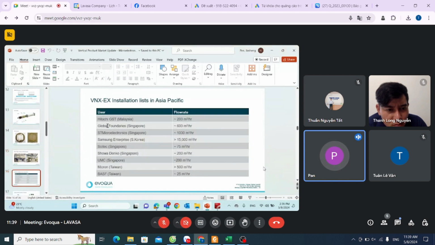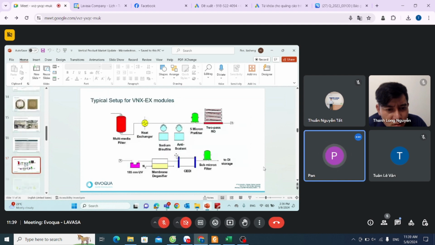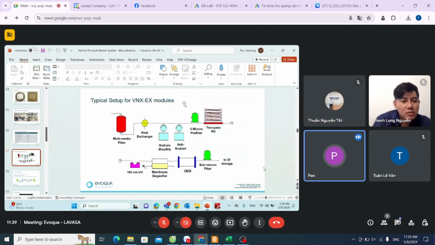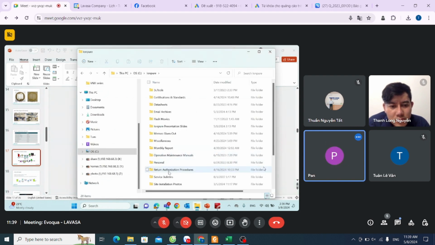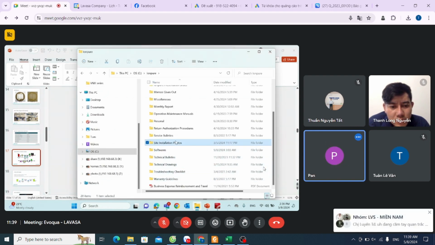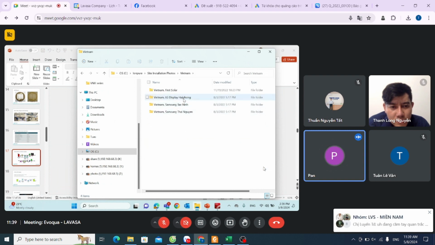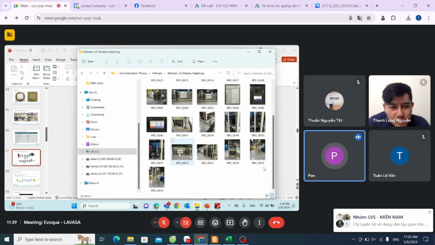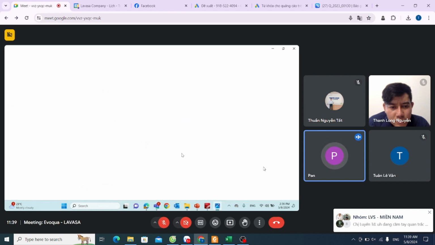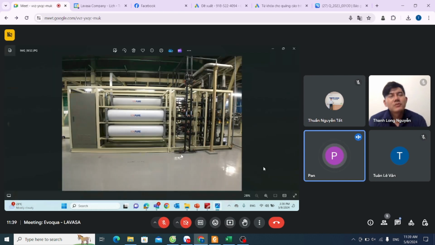So a lot over here in Hanoi, only to Samsung in Bac Ninh and LG in Haiphong. Okay. All right. So all 2 pass RO. Yeah, all 2 pass RO. Vietnam. This one is in LG. Yeah. Okay. All of it by Korean skids.